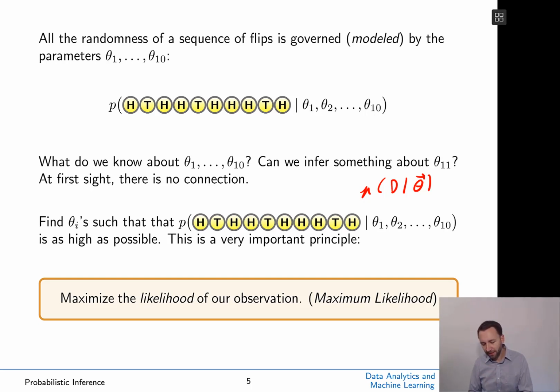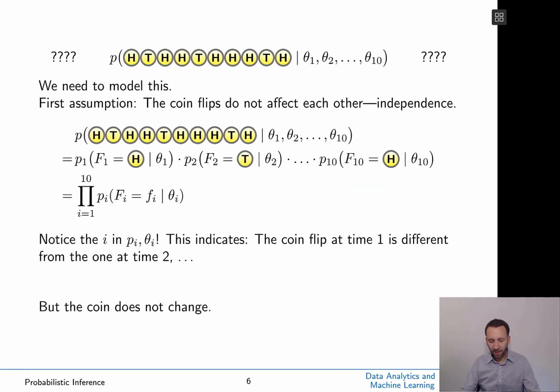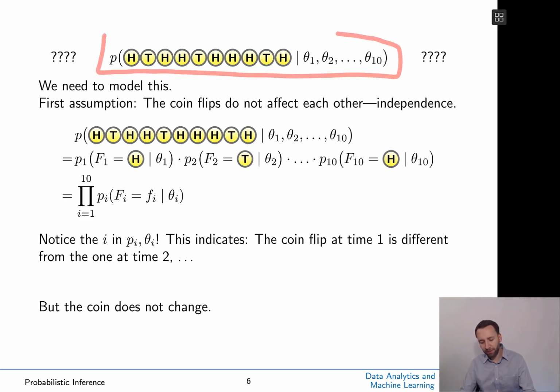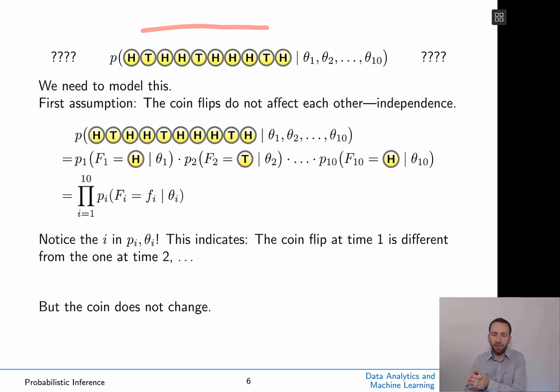As you can imagine, this function is called the likelihood function, and later on you will see some other functions. But here this is the likelihood, which is the data conditioned on the parameters. So again, how does this help to reason about the 11th coin flip? For this, we have to make a specific assumption. Here is the general form: the probability of seeing this sequence given the parameters.